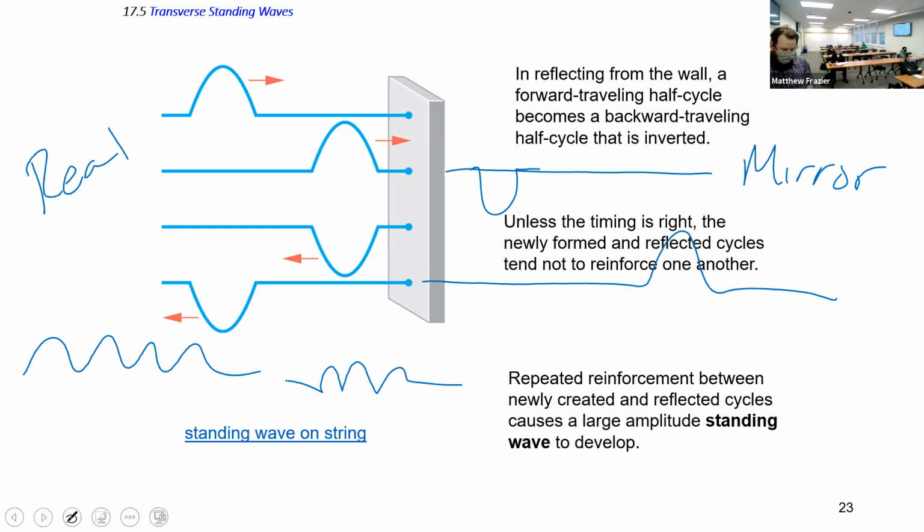So for most frequencies, it just makes a mess. You just see the medium shake. But certain frequencies, when it reflects, it will meet itself in phase. And so it resonates. It creates a larger amplitude. It creates what's called a standing wave. As the wave propagates, it's always meeting itself and constructively interfering. So it resonates.